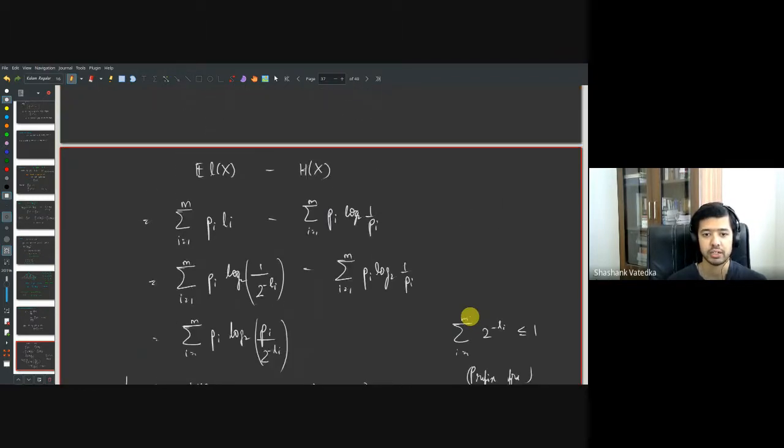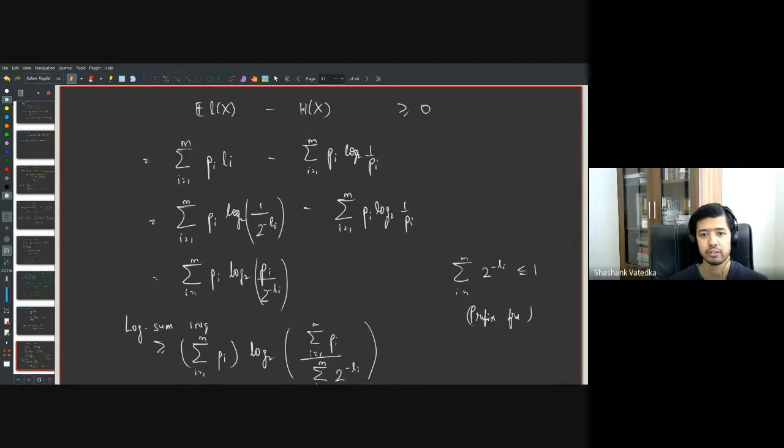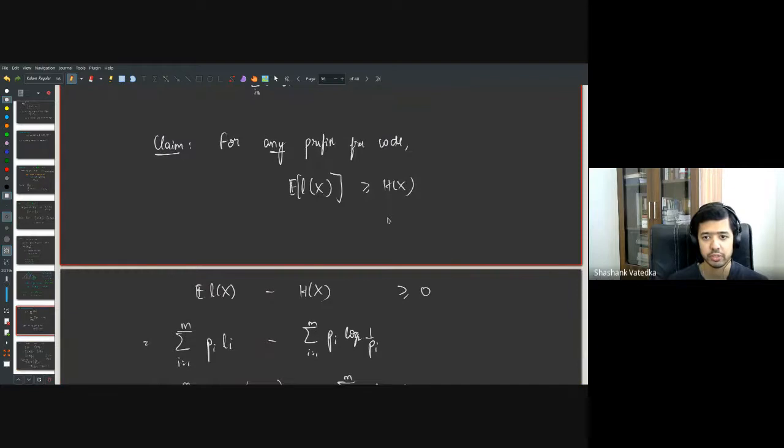Right? So we started out with the difference between the expected length of any prefix-free code minus the entropy of the source, and we just showed that this is always greater than or equal to 0. So therefore, for every prefix-free code, the expected length must be greater than or equal to the entropy. All right. Any questions so far?